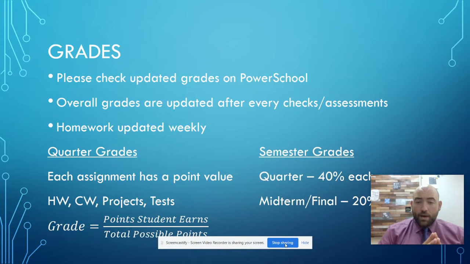For semester grades, each quarter will count as 40%, and the exams are 20%. For the first semester, that would be the midterm exam and quarters 1 and 2. In semester 2, we would have quarters 3 and 4 and our final exam.